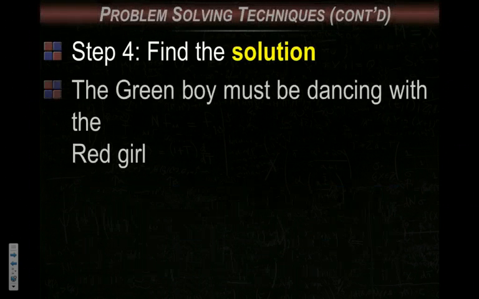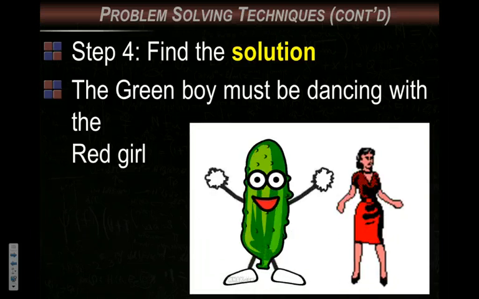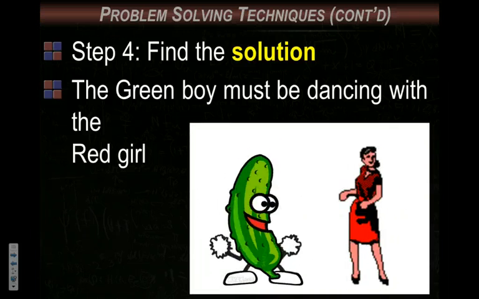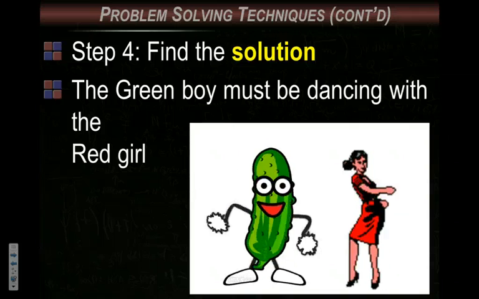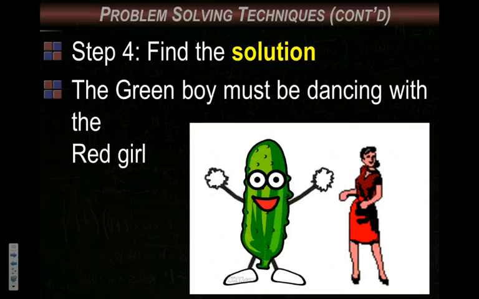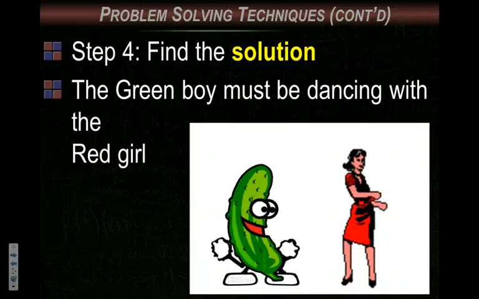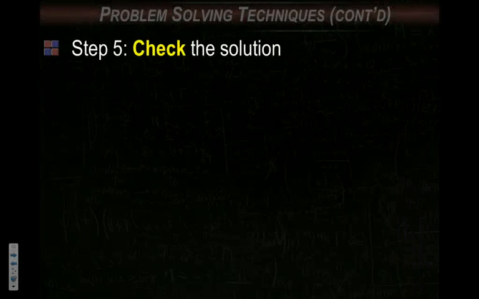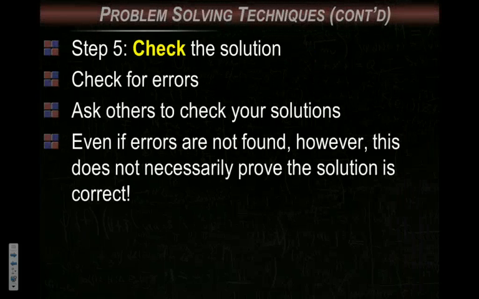So now I'm at step 4. I got my solution. Green boy must be dancing with red girl. Yeah, I found those for you guys last night. I couldn't find a picture of a green boy dancing, but I found a picture of a red girl dancing. All right. Step 5, check.